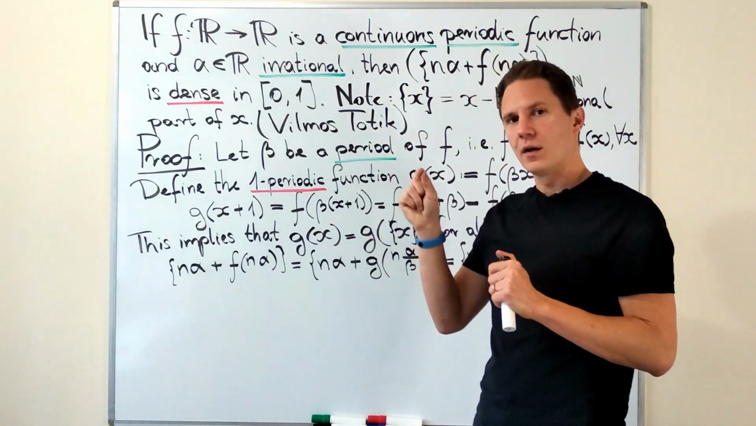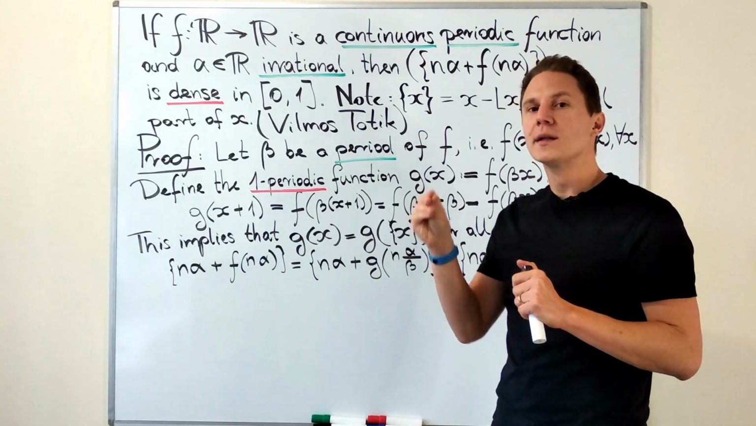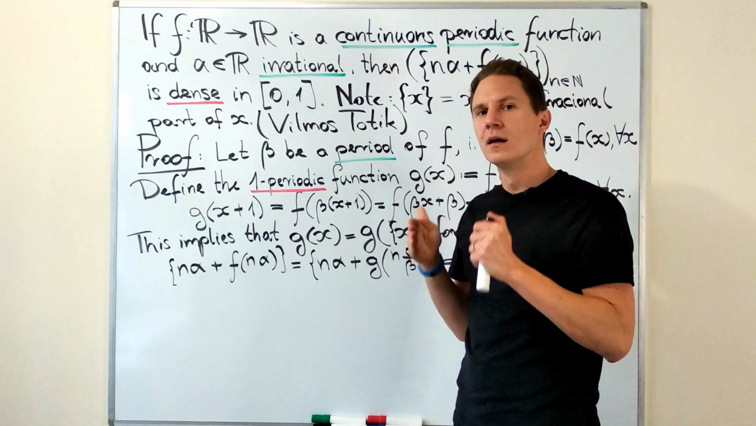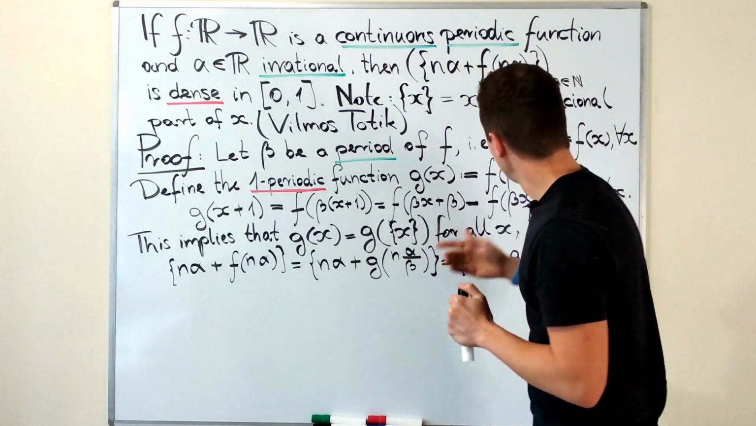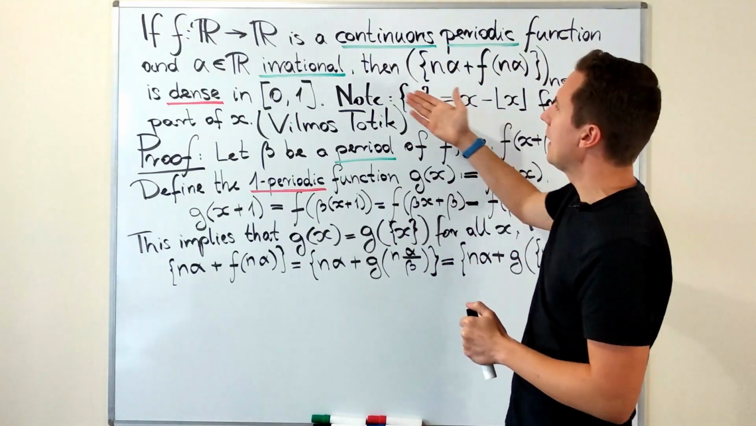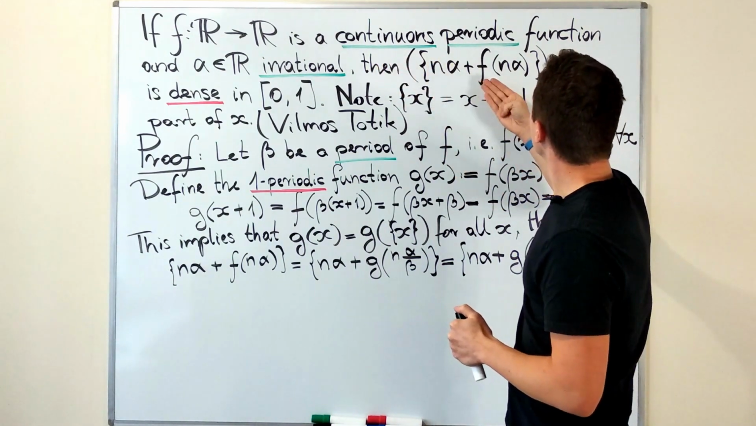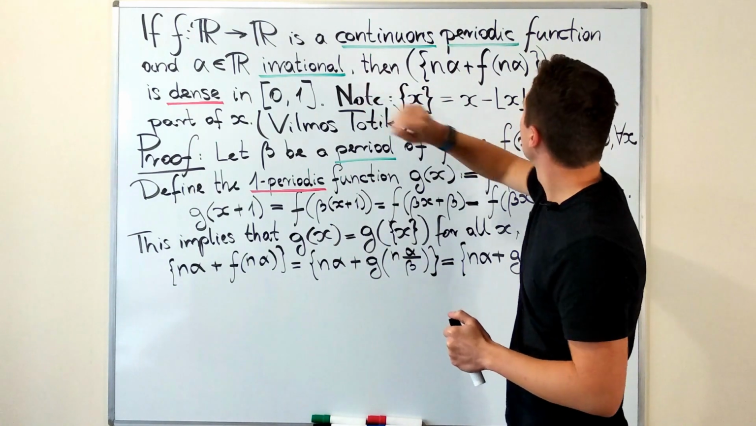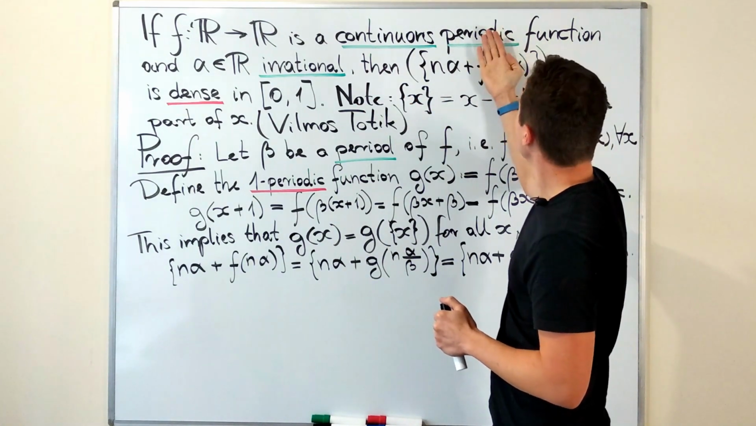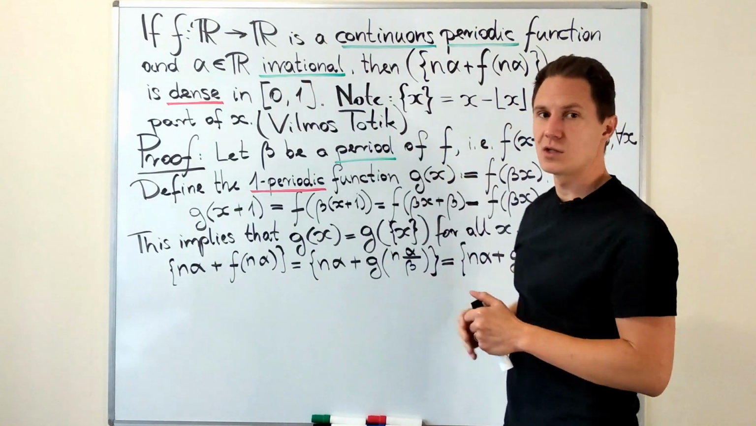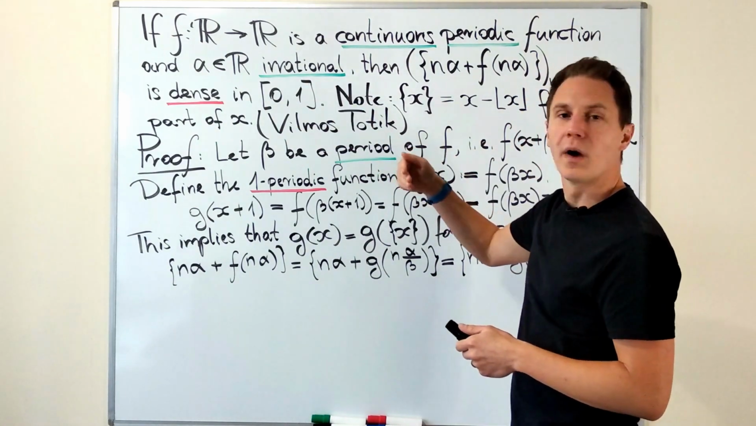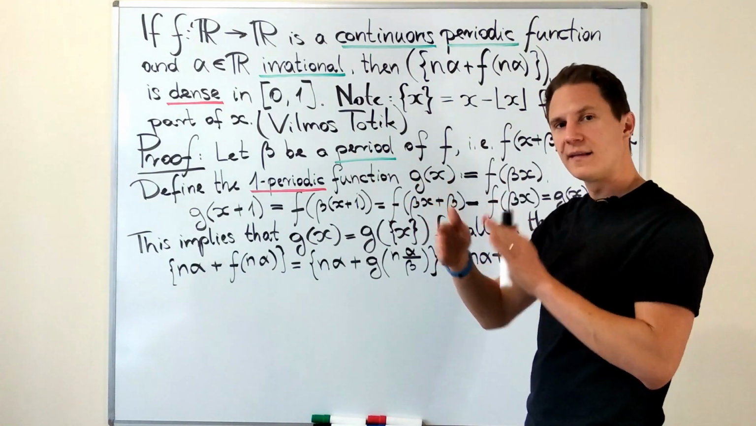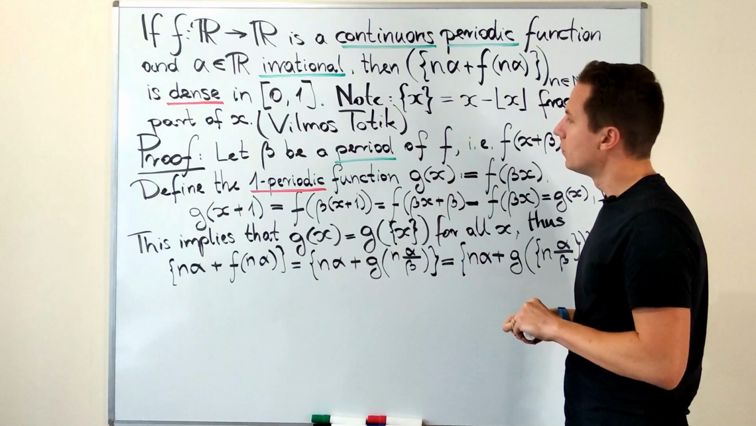So the fractional parts of multiples of an irrational number will always form a dense set in the unit interval. And what we have here as a statement is actually a generalization of that, because f, this continuous periodic function, could be set to the 0 function, and then we end up with the result that I just said, that the fractional parts of multiples of an irrational number will form a dense set of the unit interval.